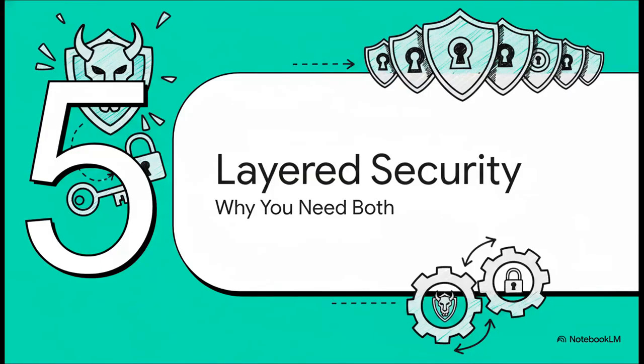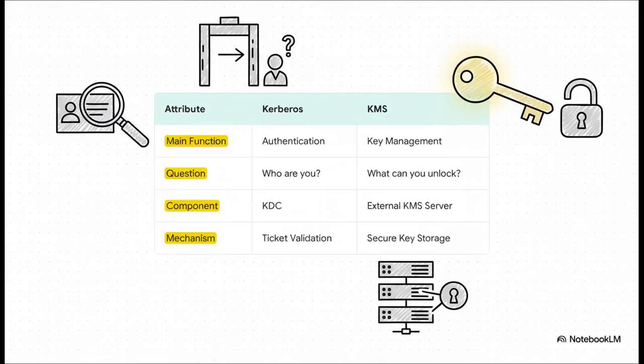Okay, so here's the main takeaway. Neither Kerberos nor KMS is enough all by itself. Not even close. Real robust security comes from layering them together. Think about it. Without both, you have a massive security gap. Authentication without encryption means insiders can see everything, and encryption without authentication means you don't even know who's trying to open your vaults. This table just breaks down their distinct jobs perfectly.